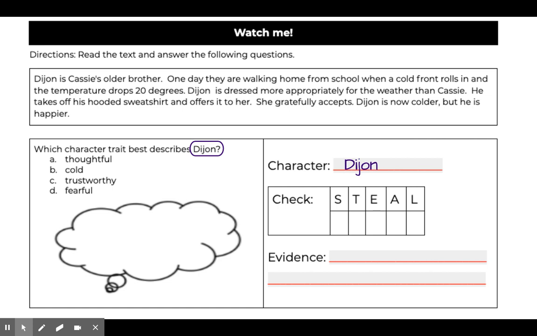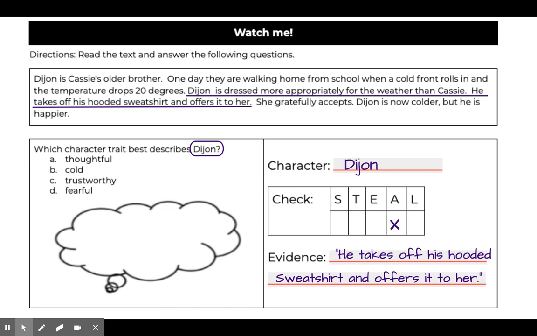So when I look back in the text, the part that I find is here. Dejan is dressed more appropriately for the weather than Cassie. He takes off his hooded sweatshirt and offers it to her. I'm going to put an X in the box for actions, and then I'm going to go ahead and write my evidence on the lines. He takes off his hooded sweatshirt and offers it to her.